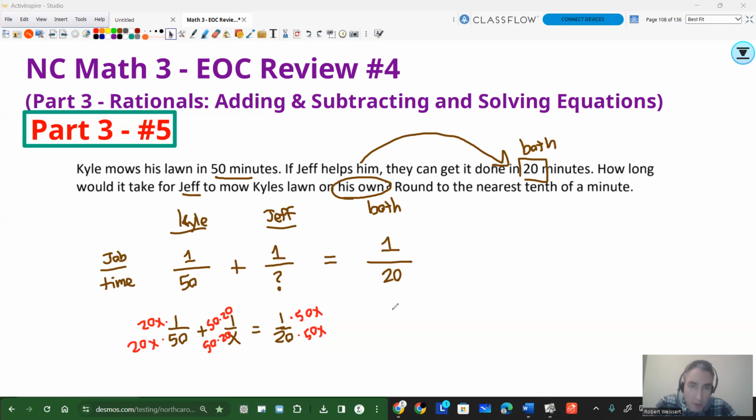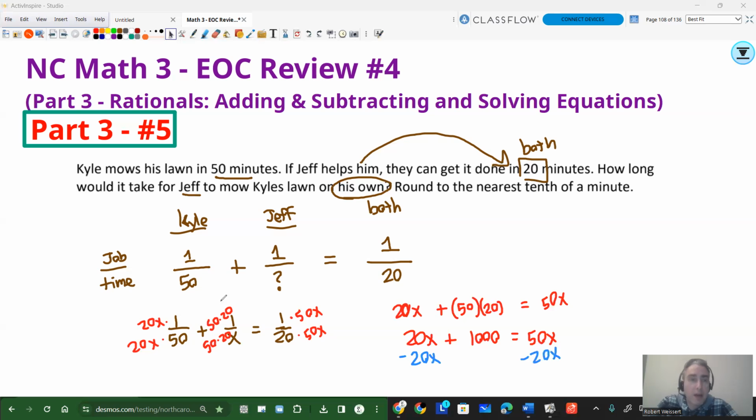So I have, on the numerator, 20x times 1, so 20x, plus 50 times 20. 50 times 20, of course, is, let's see, 5 times 2 is 10, so it should be 1,000, equals 1 times 50x. So your equation is 20x plus 1,000 equals 50x. If you want to pause that and try to solve it on your own, you can. All right, so I'm going to subtract 20x from both sides, and that's going to give me 30x. So my equation is going to be 1,000 equals 30x.